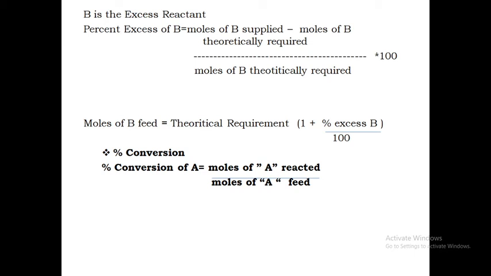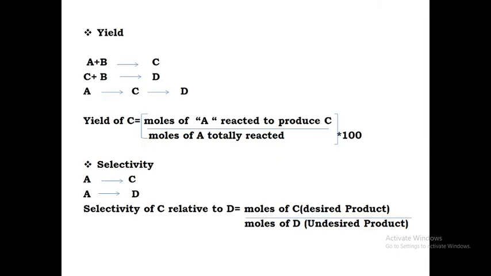What is the percentage conversion of A? Moles of A reacted is 80. Total moles of A fed is 100, so 80 by 100. That is the percentage. Are you clear? Moles of A reacted divided by moles of A fed, into 100. That is the percentage. Are you clear? This is the percentage conversion of capital A.